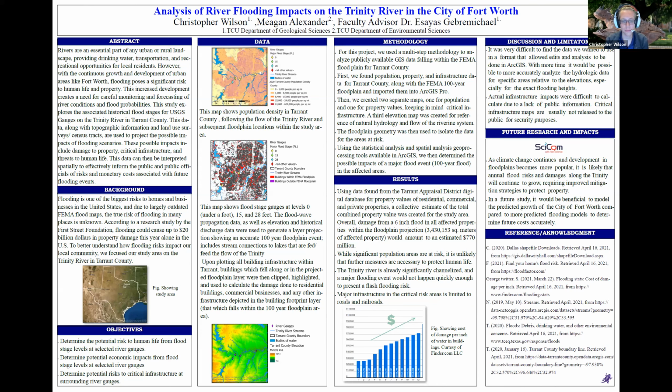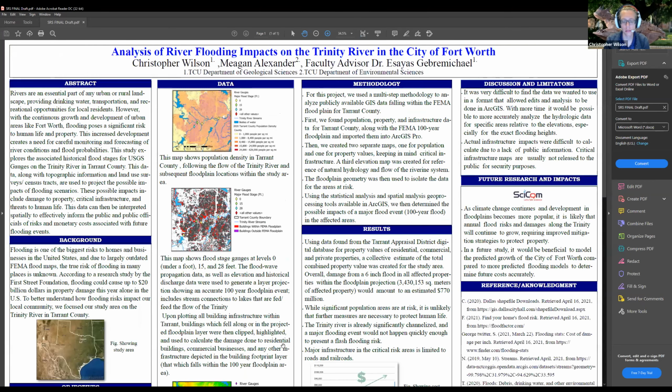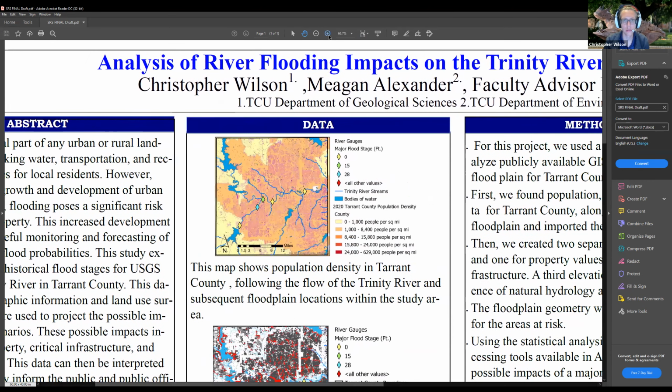Yeah, so for our data, it's also important to acknowledge, since before it was mentioned that our study area included Dallas County, that it actually only includes Tarrant County. So if you could zoom into the first graph in our data that was created in ArcGIS Pro, it shows population density in Tarrant County and how it follows the flow of the Trinity River and subsequent floodplain locations. As you see here, we have our flood gauges at flood stages 0, 15, and 28 feet.